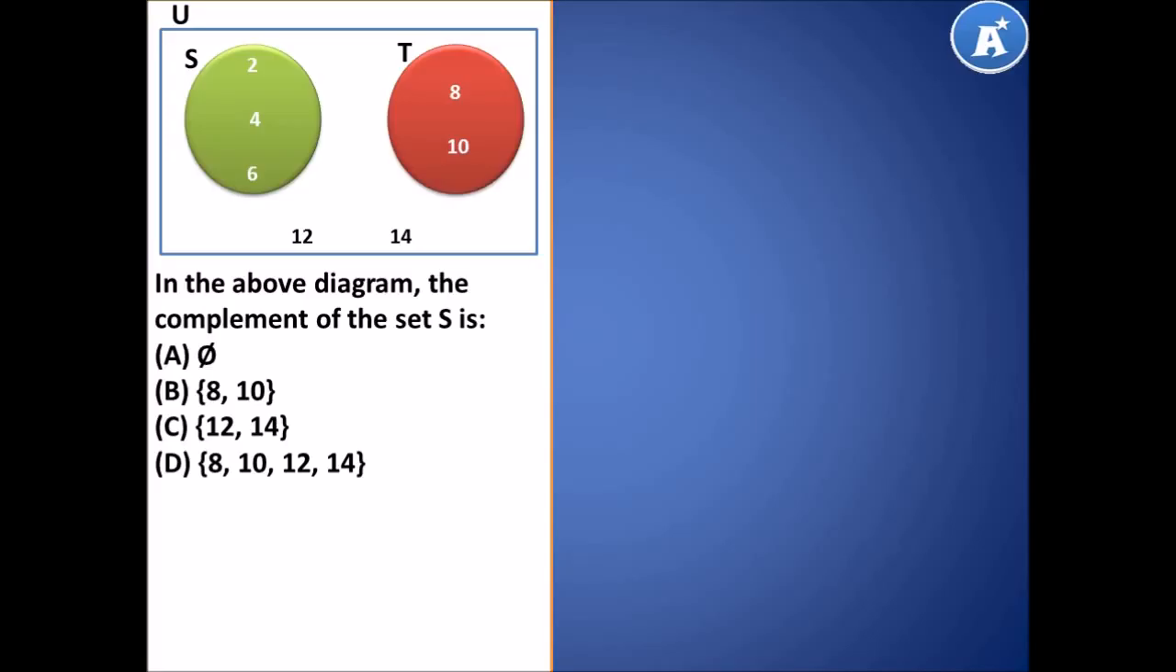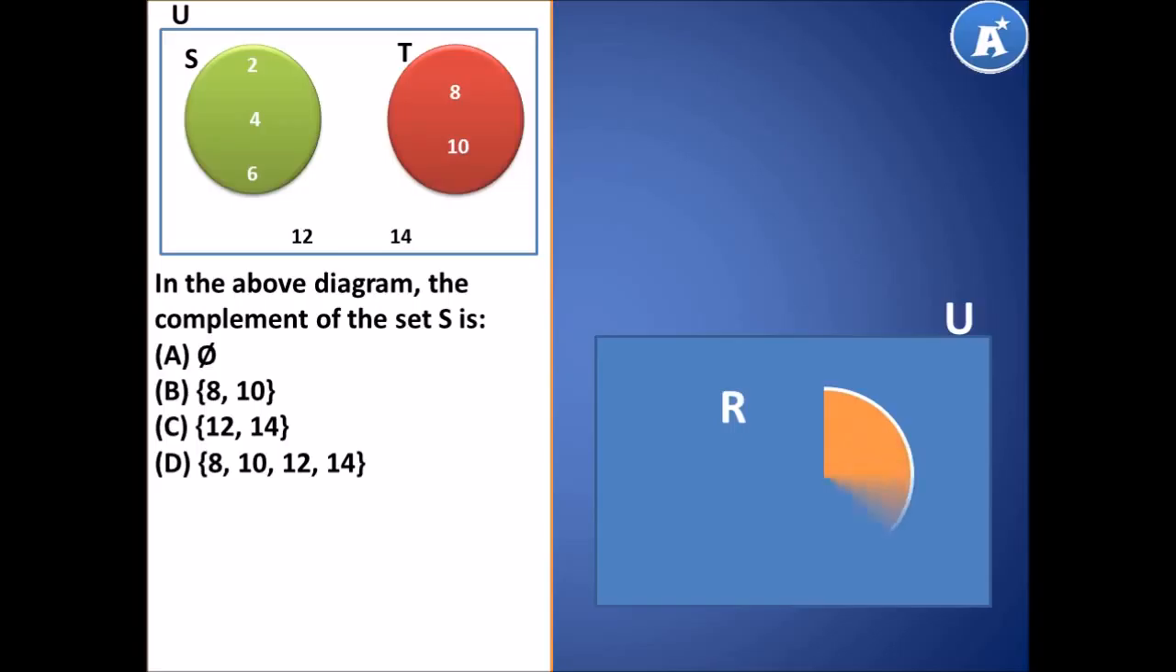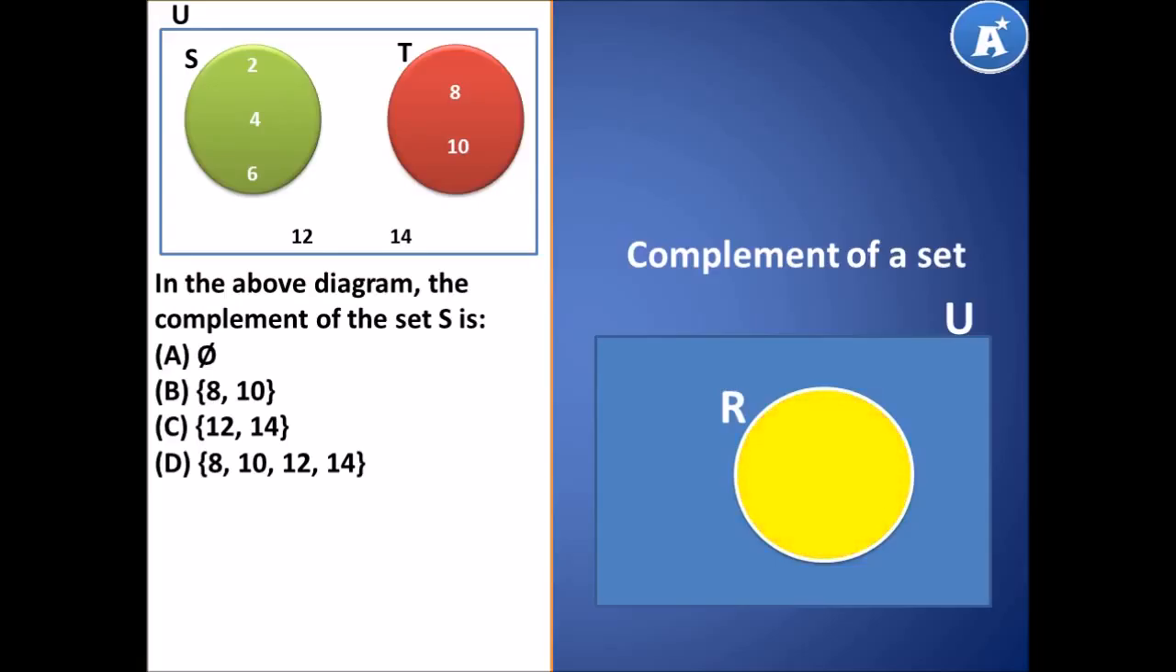Okay, so let's review the complement of a set. We have our universal set, and within our universal set we have the set R. Now all the elements that belong within R are within the orange region. Now, complement of a set means everything that is outside of the set. So the complement of R is everything that is outside of R. So it's everything that is not shaded in yellow. So therefore it's the blue region.